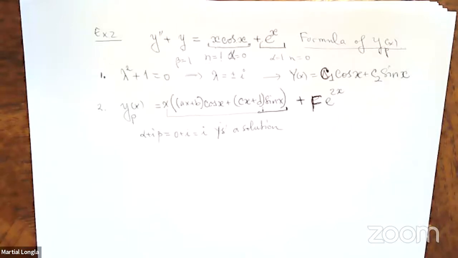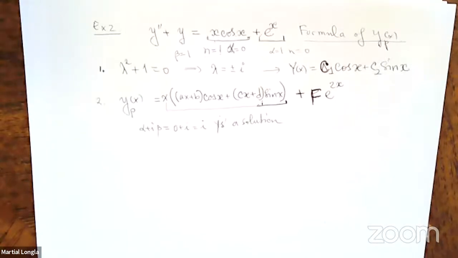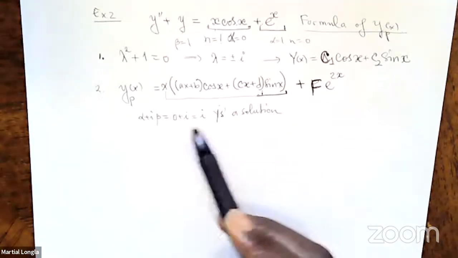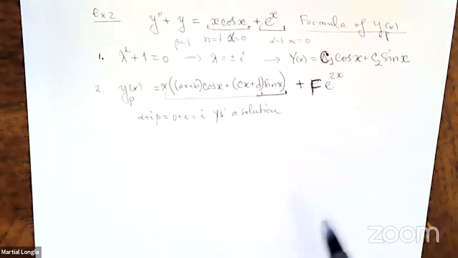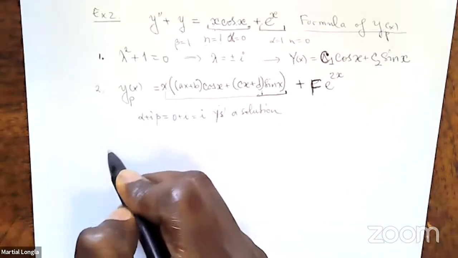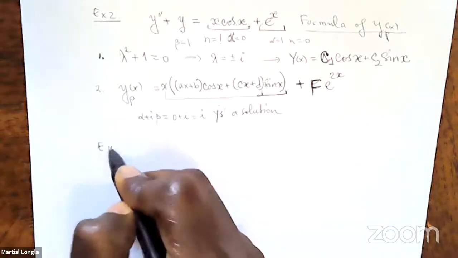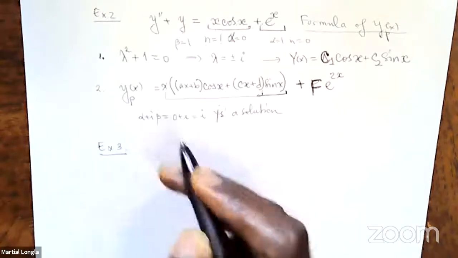So in a question where I ask you to give a formula for yp, this is what I expect you to do. I don't expect you to go ahead and solve to find out what the coefficients are. I just want you to do the work that we just did here to give a general formula that would be used to find the constants. See example 3.